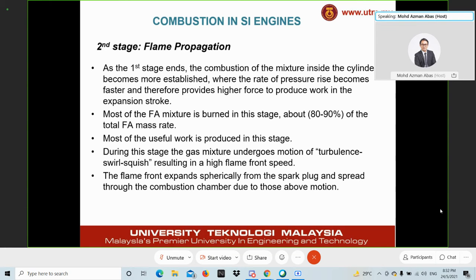During this stage, the gas mixture undergoes a motion of turbulent swirl and squish, resulting in a high flame front speed. This is the fastest the flame travels. The flame front expands spherically, which initiated in the first phase, but in the second phase, the flame front starts to expand much faster and spreads out throughout the combustion chamber.